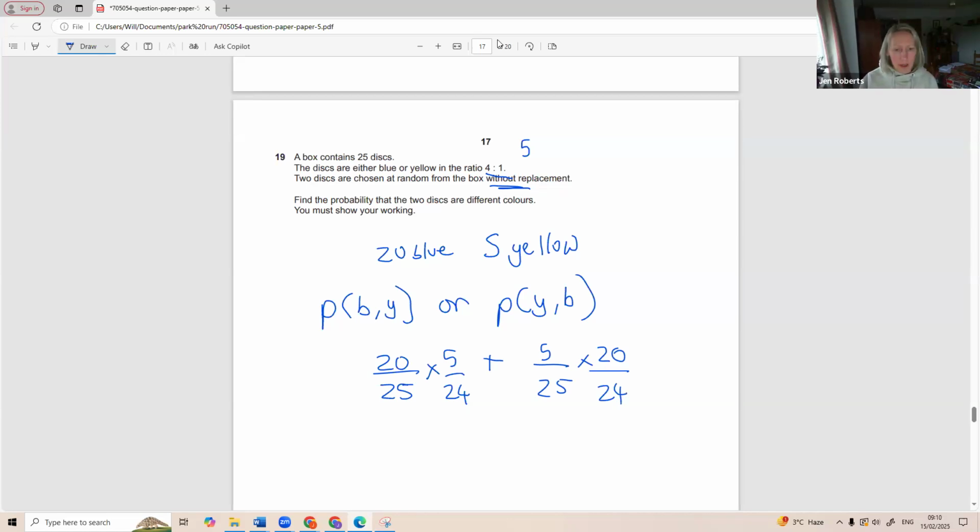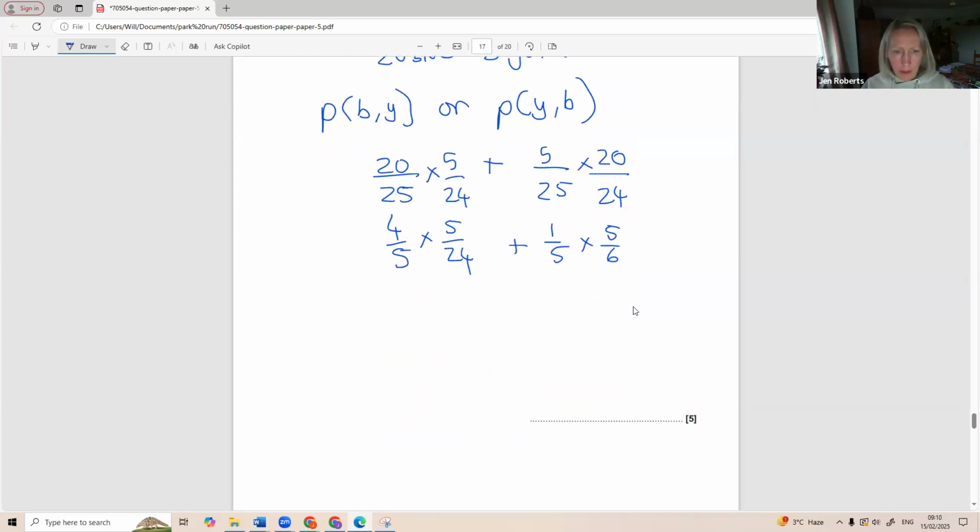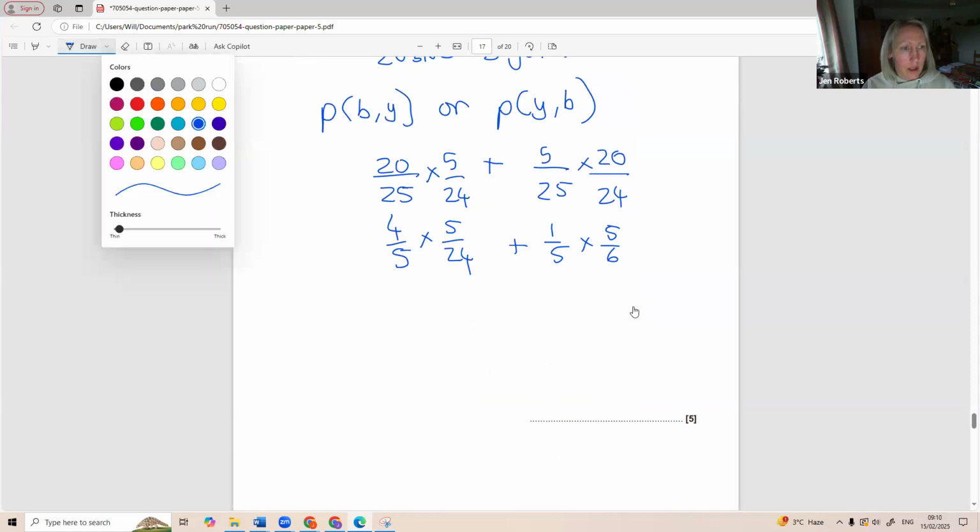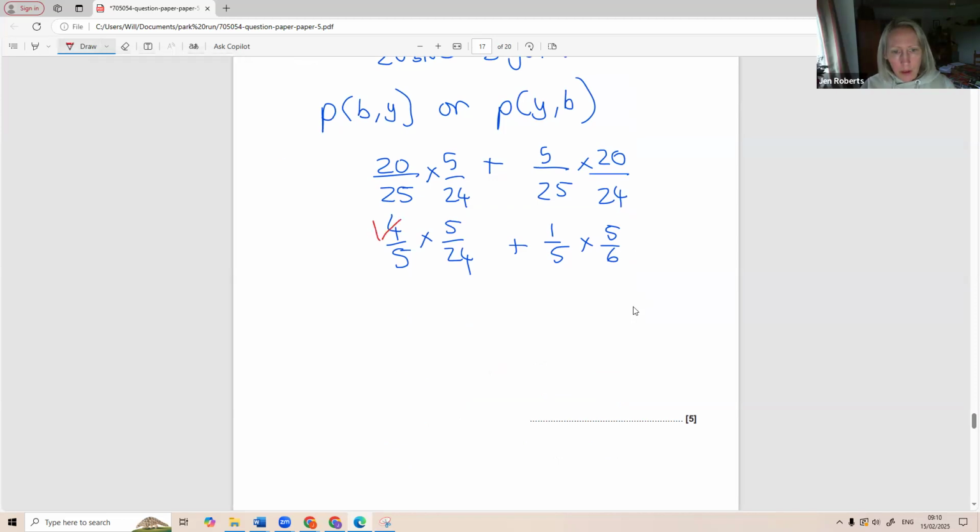And then blue is 20 out of 24. We just simplify these to make them a bit easier to deal with. Okay, 20/25, we're simplifying by dividing both by 5, gives you 4/5. 5/24 cannot simplify. 5/25 is 1/5. 20/24, common factor of 4, so 5/6. A bit easier to work with now. I'm going to cross simplify first. Divide the top left and bottom right by 4.